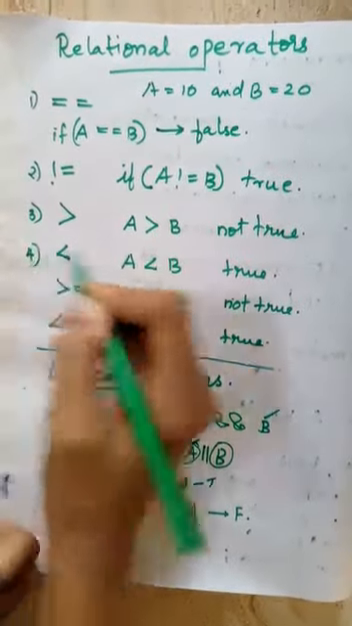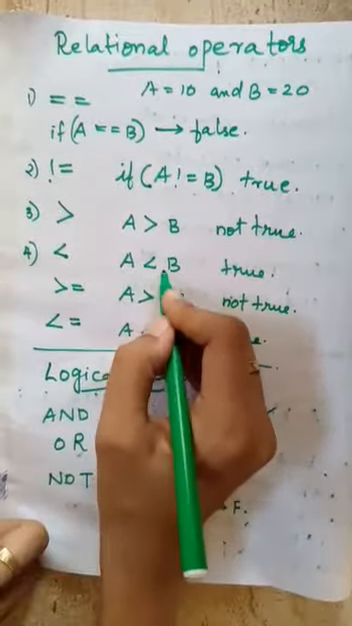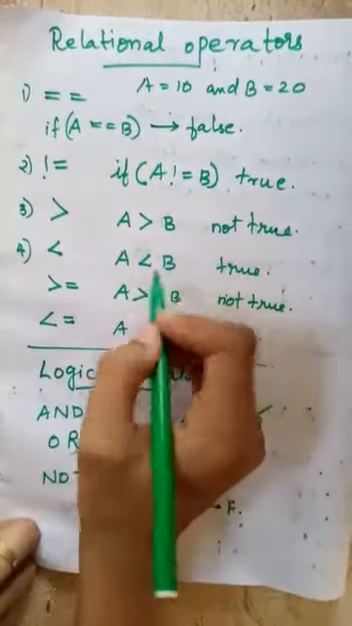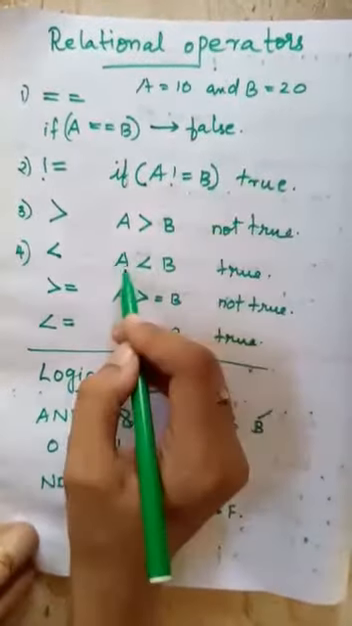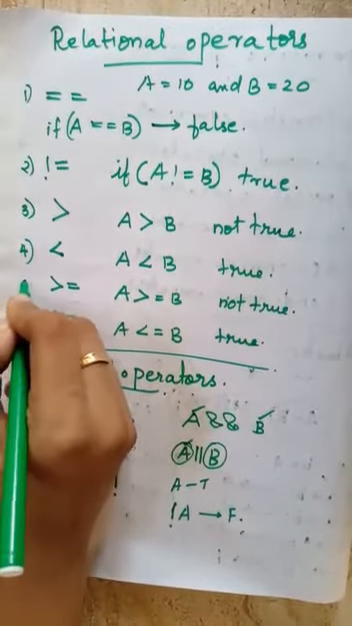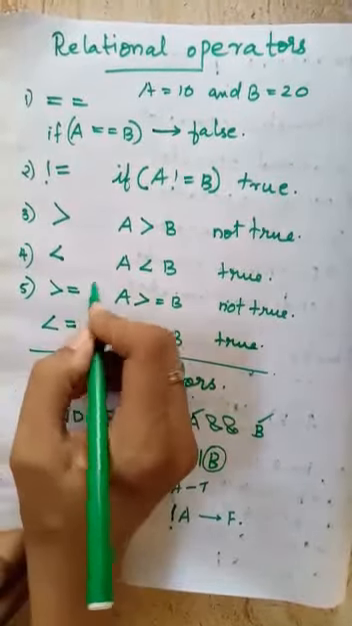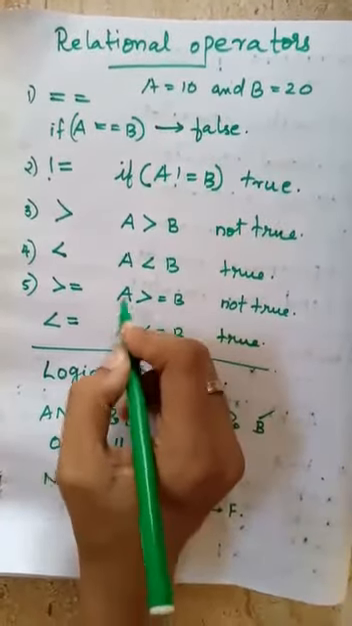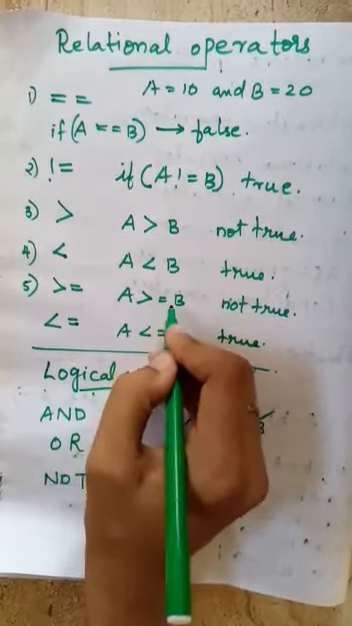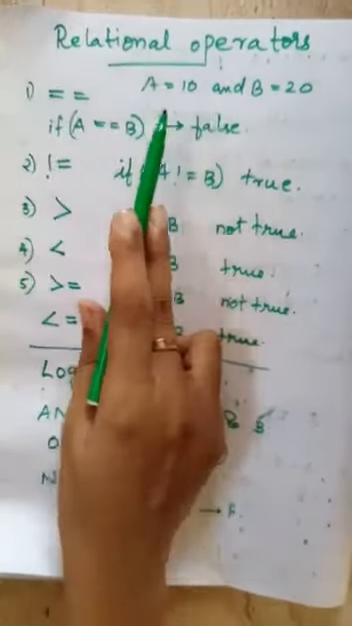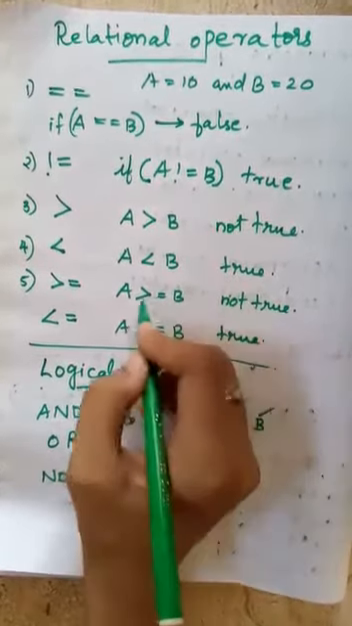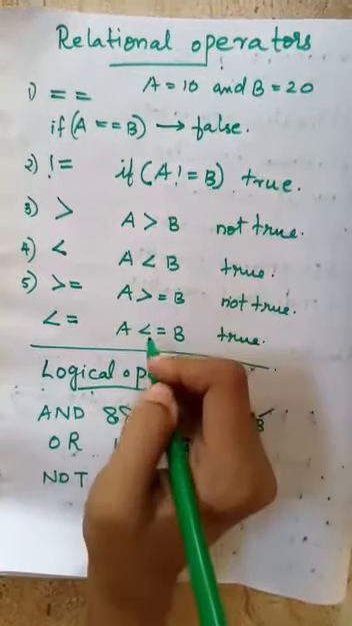Then the fourth one is less than. A less than B, that is, if the left operand is less than the right operand, it is true because of 10 and 20, 10 is the smaller, so it returns true. Then this is the greater than or equal to relational operator. It checks if A is either greater than or equal to B. If either of these is true, it will return true, but here it is not greater than and not equal to, so it returns false.